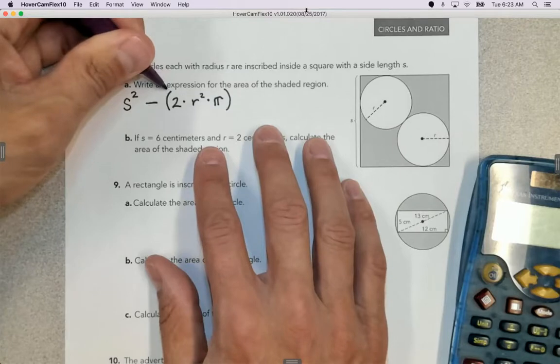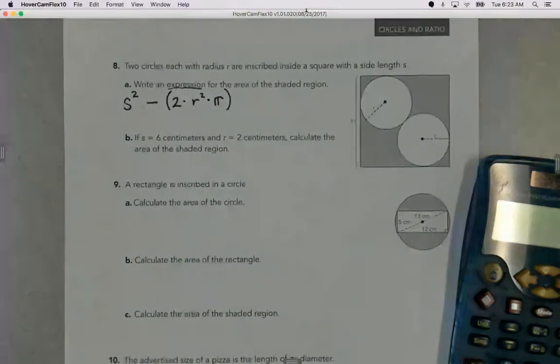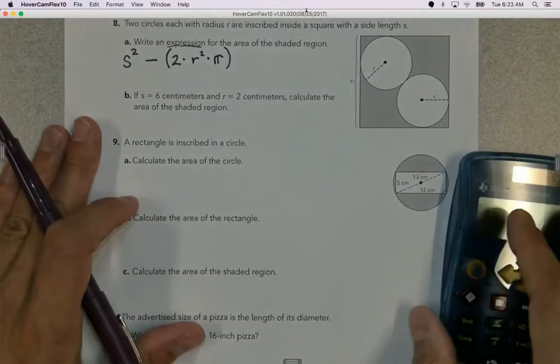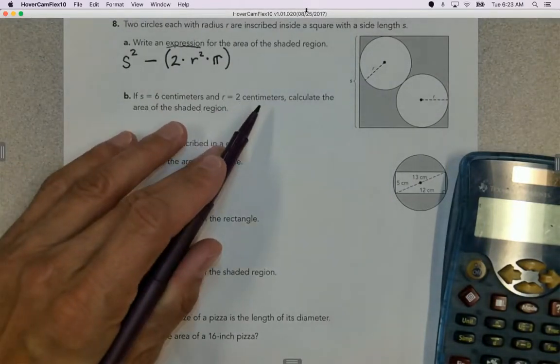Expression is telling me that I should not put an equal sign down for this, so it should just be something like this. Okay. Now, if s equals 6 centimeters and r equals 2 centimeters, calculate the area of the shaded region.